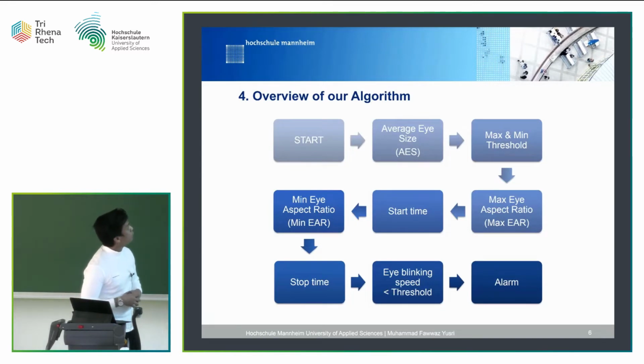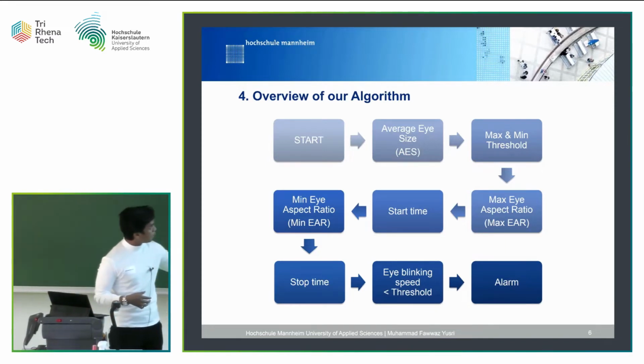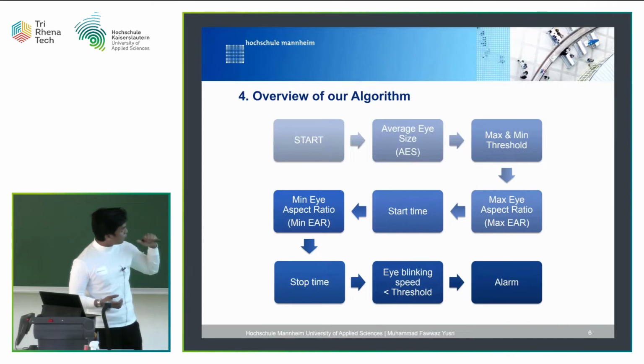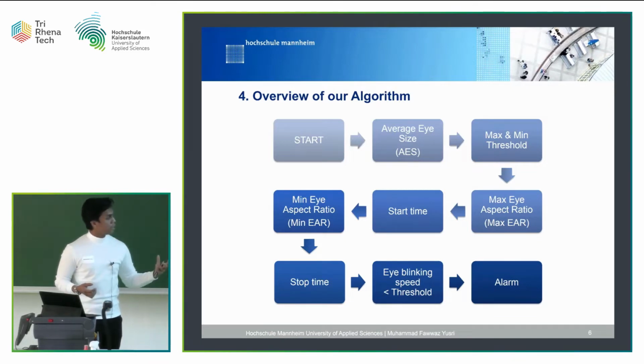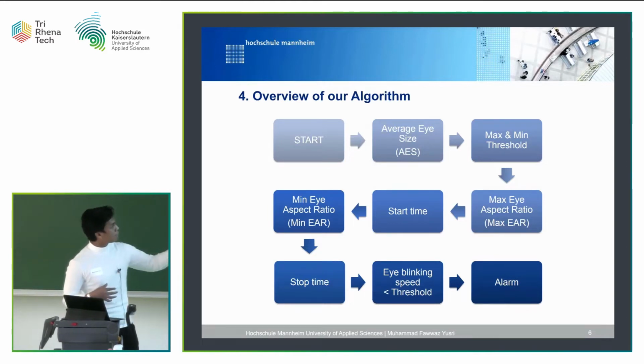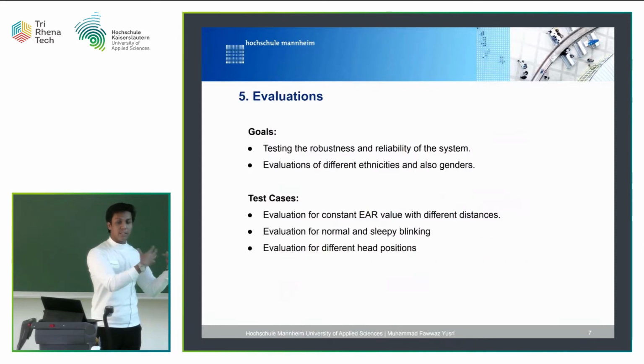So this is an overview of our algorithm. First, the algorithm will find the eye size of the driver. Next, the thresholds, and then the max eye aspect ratio, and then the time will start. After that, you will find the minimum EAR, the time will stop, and then you will calculate the speed. So if the speed is below the threshold, then an alarm will be triggered. It will notify the driver that he or she is sleepy.